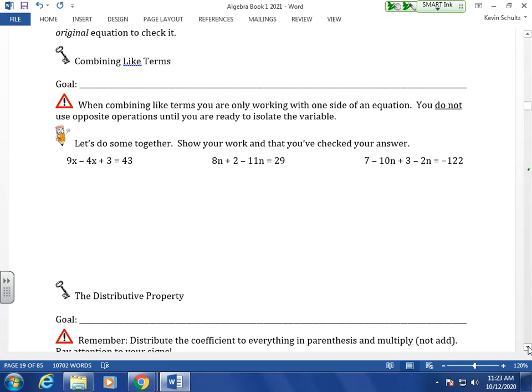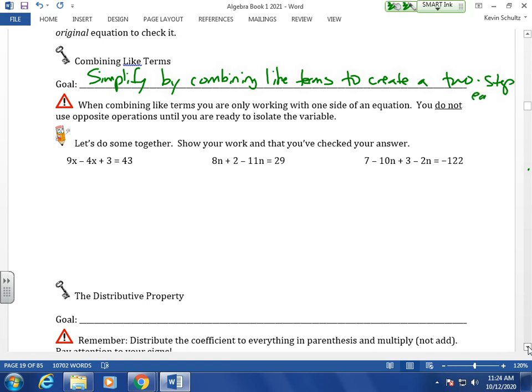So combining like terms, the goal is to simplify by combining like terms to create a 2-step equation. That's where we want to get to. Okay? Simplify by combining like terms to get to that 2-step equation.